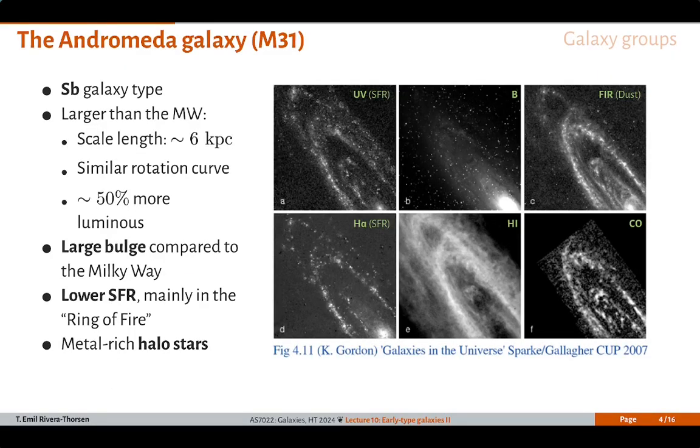The Andromeda Galaxy is our closest major neighbor, and as we can see here, it is very similar to the Milky Way, although not entirely identical. It is an SB galaxy type. It doesn't seem to have a bar. It is somewhat larger than the Milky Way, but not by a whole lot. It has a scale length of about 6 kiloparsec. It has a similar rotation curve to the Milky Way and is probably about 50% more luminous.